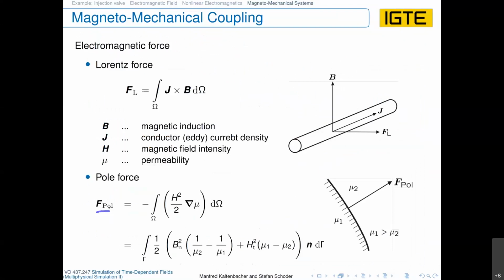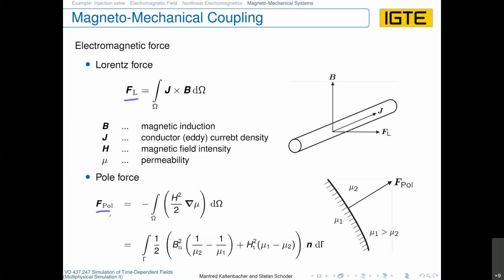So you can differentiate between these two forces. If you have a setup where you have any eddy currents within a body, or you compute the Lorentz forces on coils where currents are flowing, you have to compute the Lorentz force. In addition, in most cases, you will have devices with an interface where the permeability is changing, an iron-air interface. You also have to compute these pole forces. So both are active.